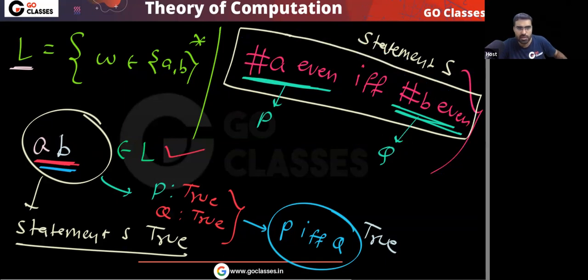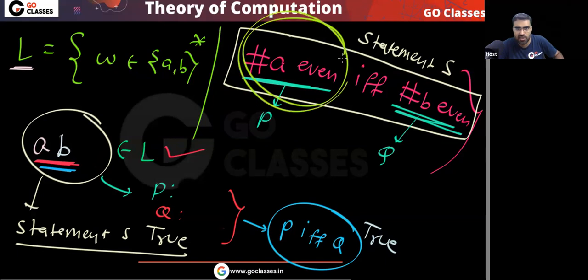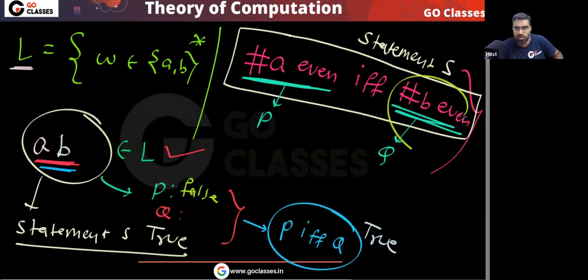Why? Tell me, for this string, what is P and what is Q? See, P is false, agree? Because in this string, the number of A is odd. So for this string, P is false. And the number of B is odd. So this Q is also false.